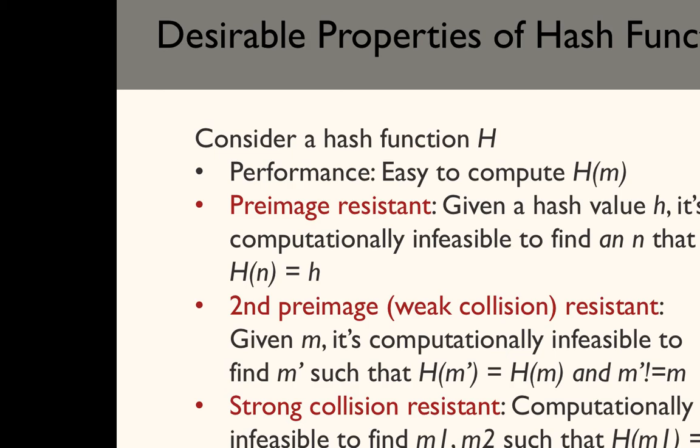We're not talking about the original input. Any input that can generate this hash value, it should be hard to find. This is called pre-image resistance.